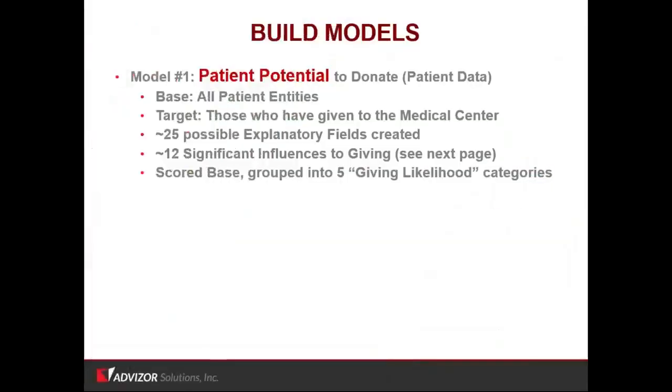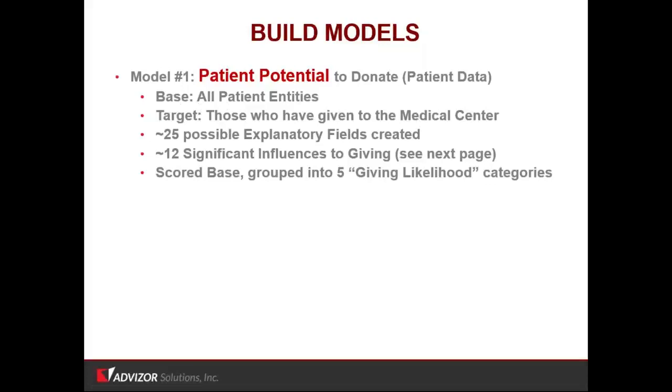So we're going to look at a couple of models. I'm going to describe where they came from, and then we're going to show what they look like and go into how you use them to find prospects. So model 1, patient potential to donate, which is built off patient data. The concept here, from a modeling perspective, is we're looking at a base population of the patient entities that are coming out of the system. And the target are those who have given to the medical center.